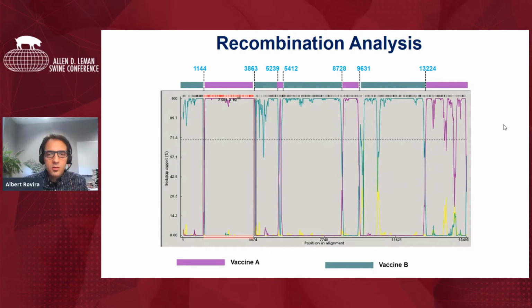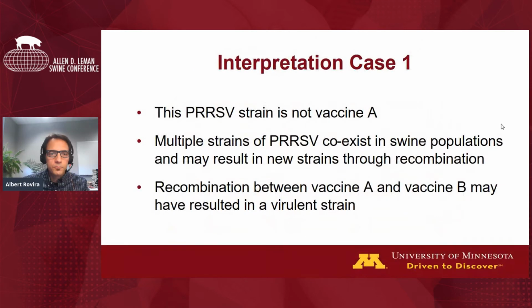So this is a virus that probably has been circulating long enough in the farm, or both viruses have been circulating long enough, that a recombinant with several segments in it has been created. So what's the interpretation of this case? First of all, remember our question was, we wanted to know, is this vaccine A? And the answer is no, this is not vaccine A. Now that we get to see the whole genome, we can tell that this is not vaccine A.